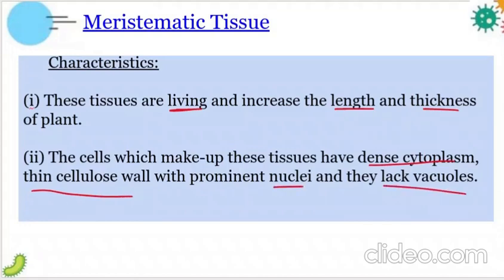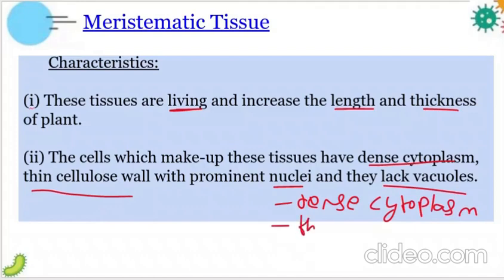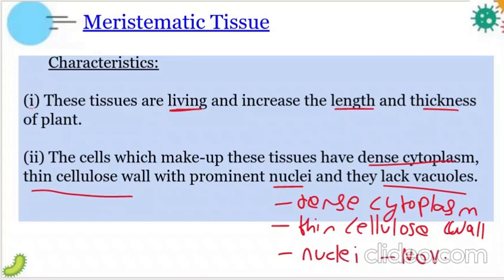So you should remember these 4 points, that they have a dense cytoplasm. It's quite important: mention four properties of meristematic tissue, so it will come for 2 marks. Then they have a thin cellulose wall, okay, cell wall, right? Next they have prominent nuclei, correct? And they have no vacuoles, correct?